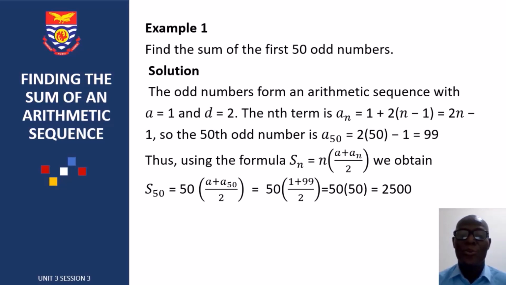Since we know n to be 50, that is, we are finding the sum of 50 odd numbers, then we have S subscript 50 is equal to 50(A plus A subscript 50) all over 2. But our A is 1, A subscript 50 is 99. So we have 50(1 plus 99) over 2. So 1 plus 99 is 100, divided by 2 gives 50. So 50 will multiply 50, which gives 2,500.